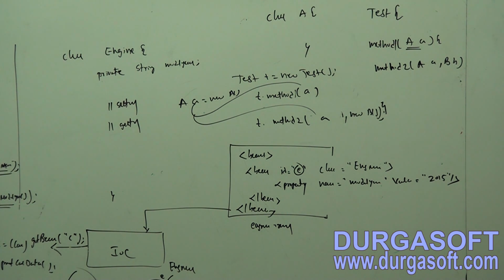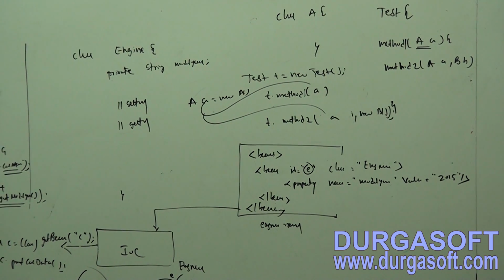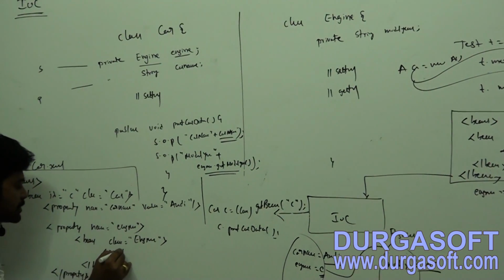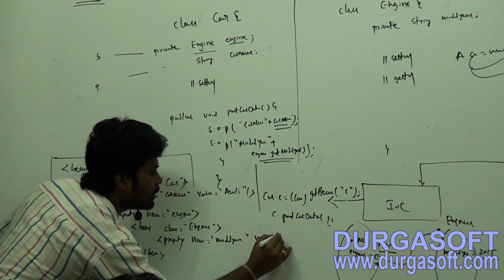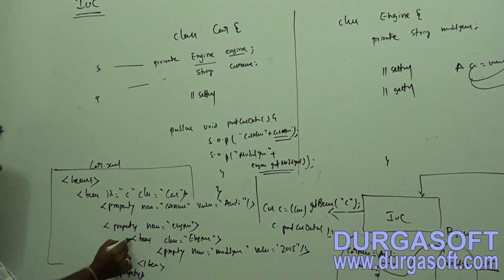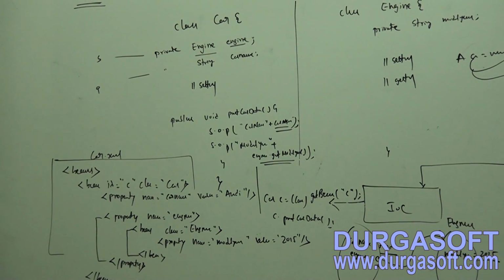In case you don't want to pass references, and want to pass the instance itself directly, instead of using the reference attribute, in between the property tag, here you can use a bean class engine. And for that bean class, the required dependency injection you can do here itself. Name, model year, value, we can pass the required value. This bean object we are creating in between property. In between property or in between constructor, if you create any bean, you can call that bean an inner bean.